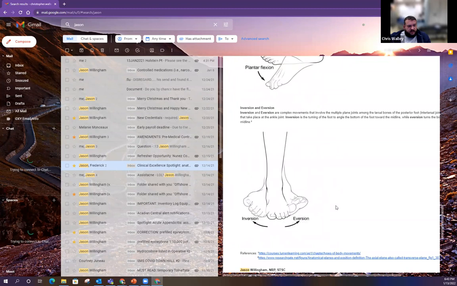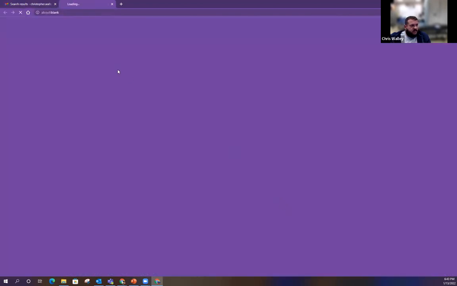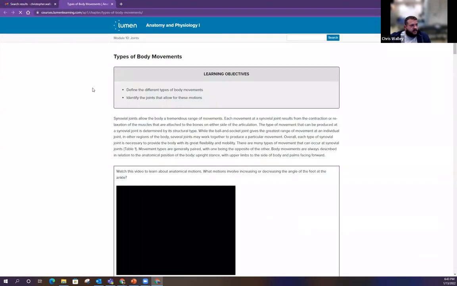Inversion or eversion, again, I'll check on these and see if that's the same stuff. If it opens, if it does, I will forward it on to you guys.